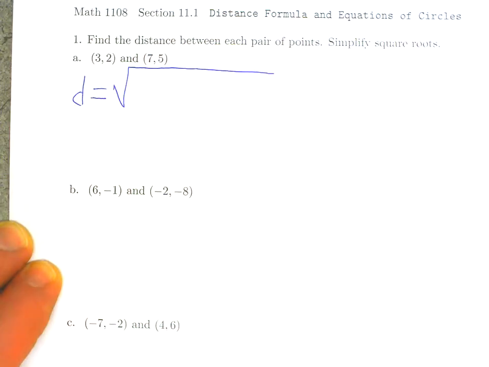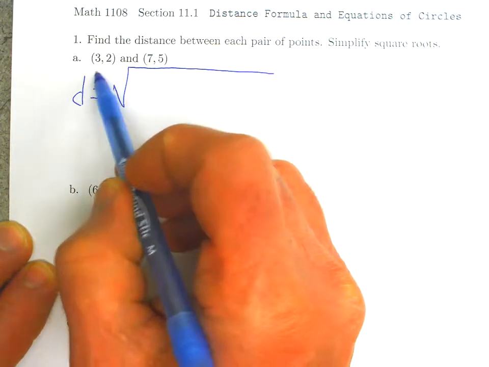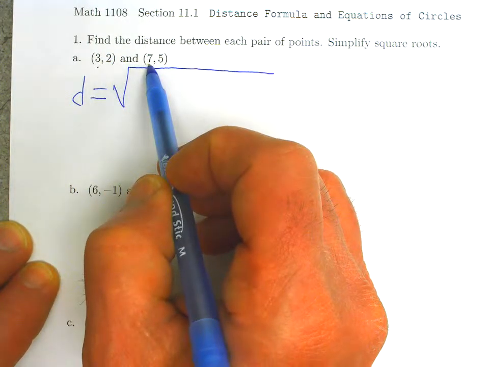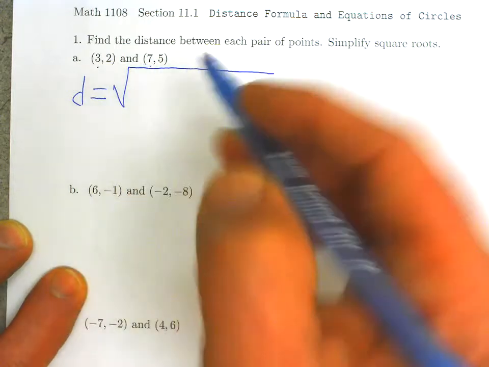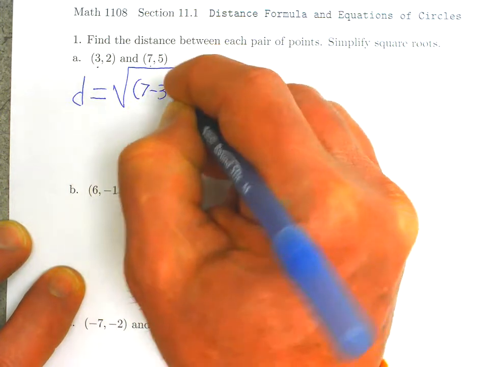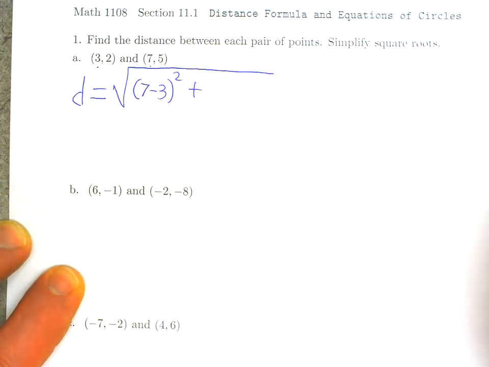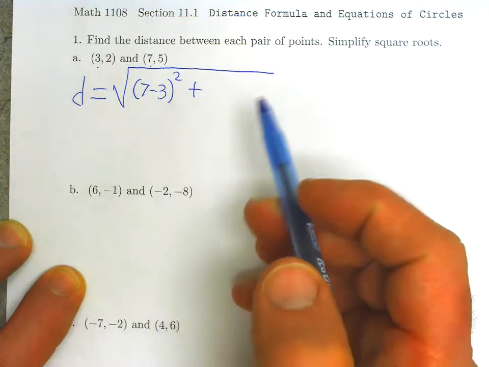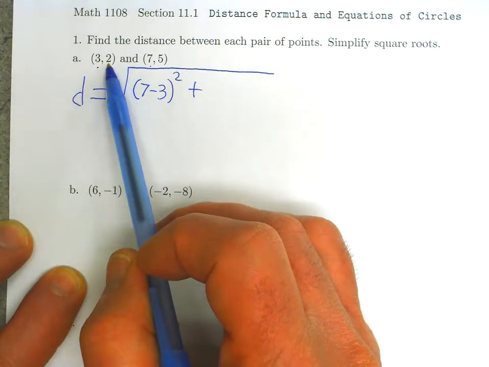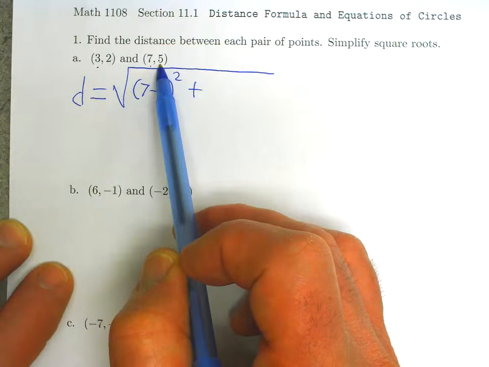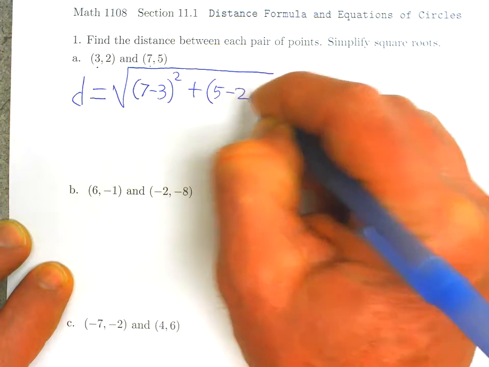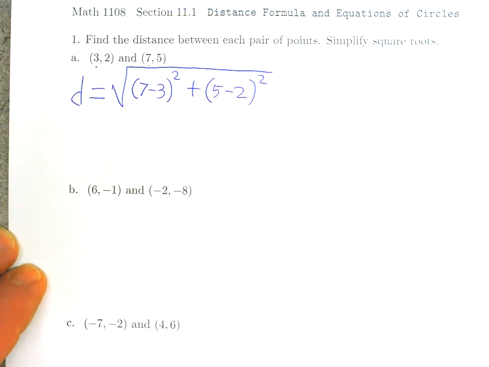So it's the square root of something. So first focus on the x-coordinates. The x-coordinate of this point is 3. The x-coordinate of the other point is 7. And so the difference, I can write it as the quantity 7 minus 3 and then square it. And then we're going to add the square of the difference in the y-coordinates. Okay, the y-coordinate of this point is 2. The y-coordinate of the other point is 5. So I can write the quantity 5 minus 2 squared. That's one option.